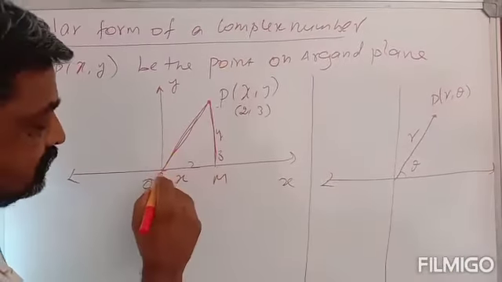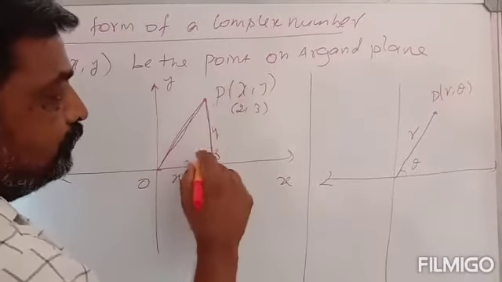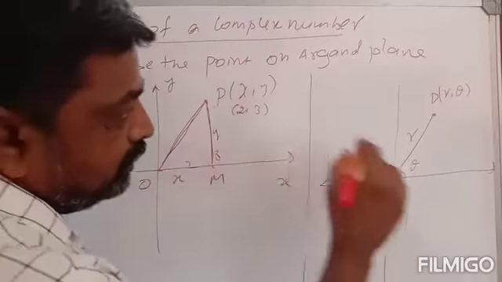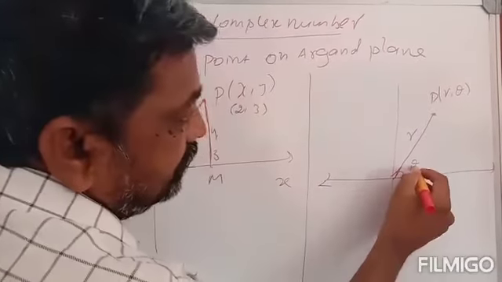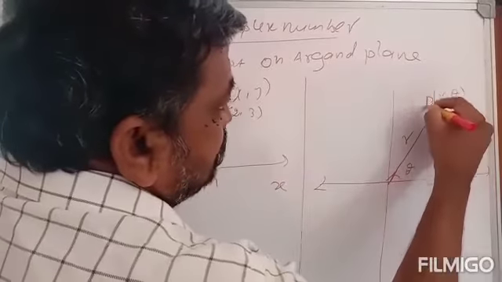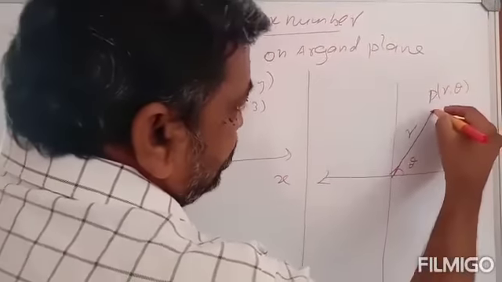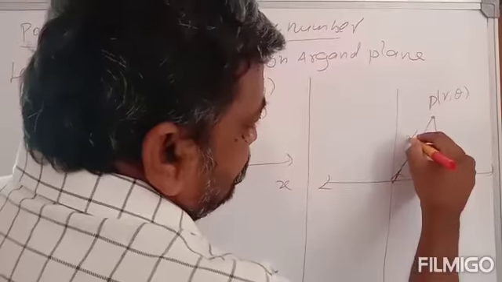One way is that on the x-axis we go x units and on the y-axis we go y units, and we reach P(x, y). Or we can rotate from the x-axis by theta and move the distance r, and we reach the same point P(r, theta). We draw a perpendicular to the x-axis, that is OM. Here is theta, and this is r.